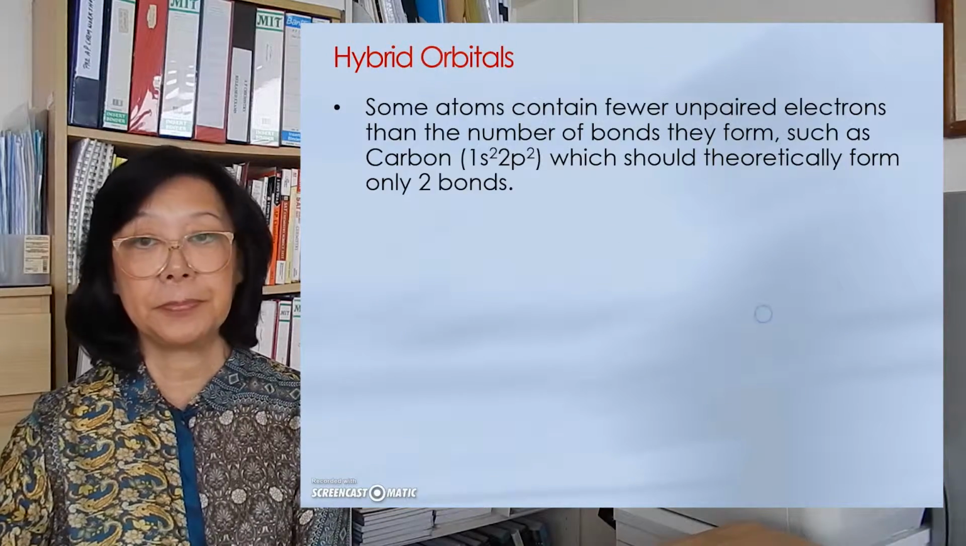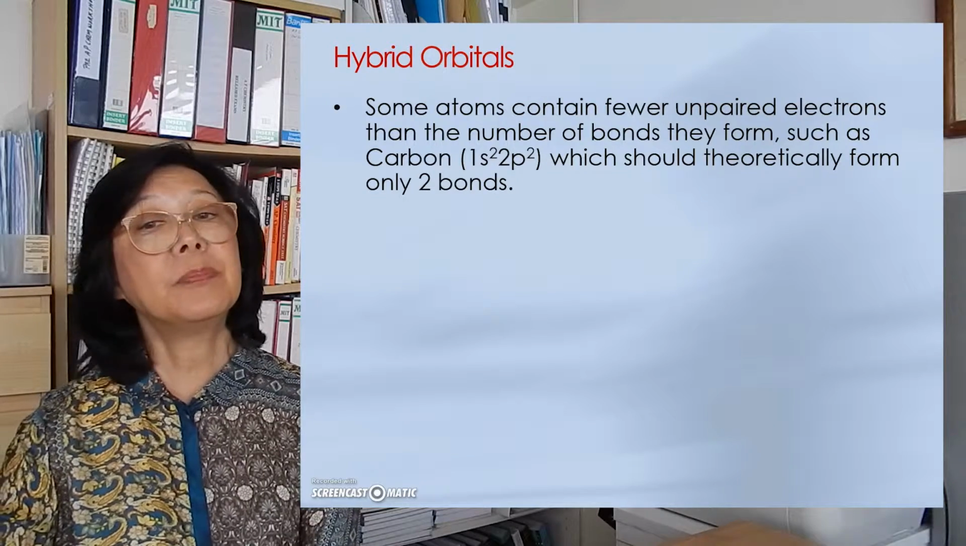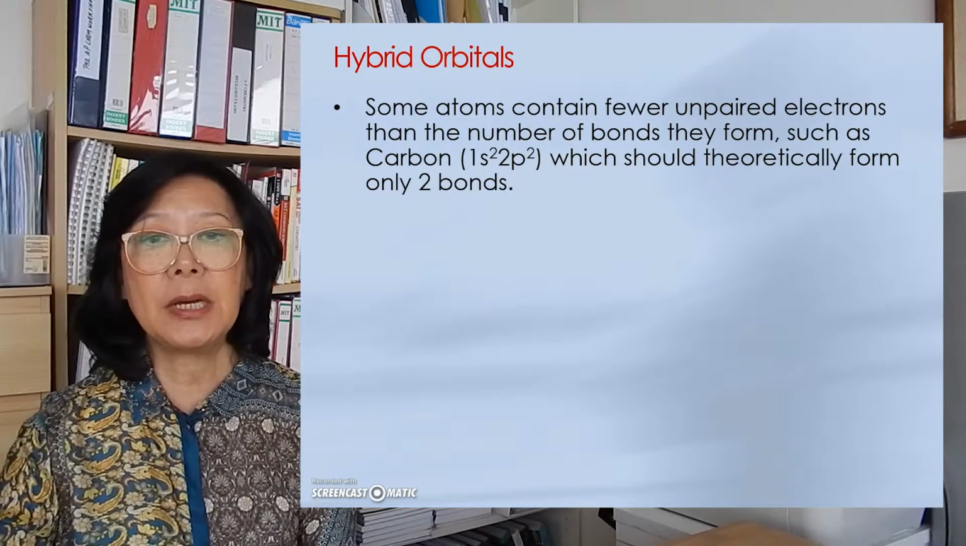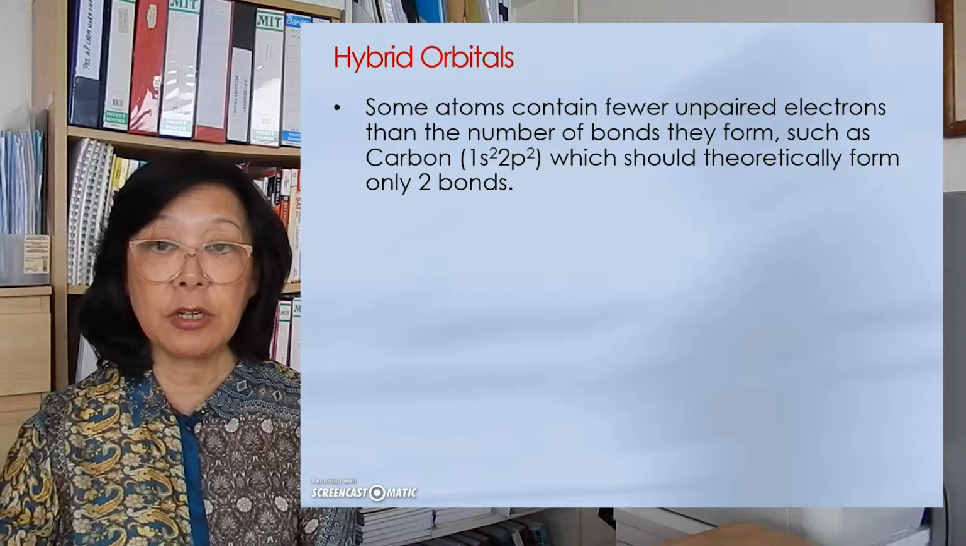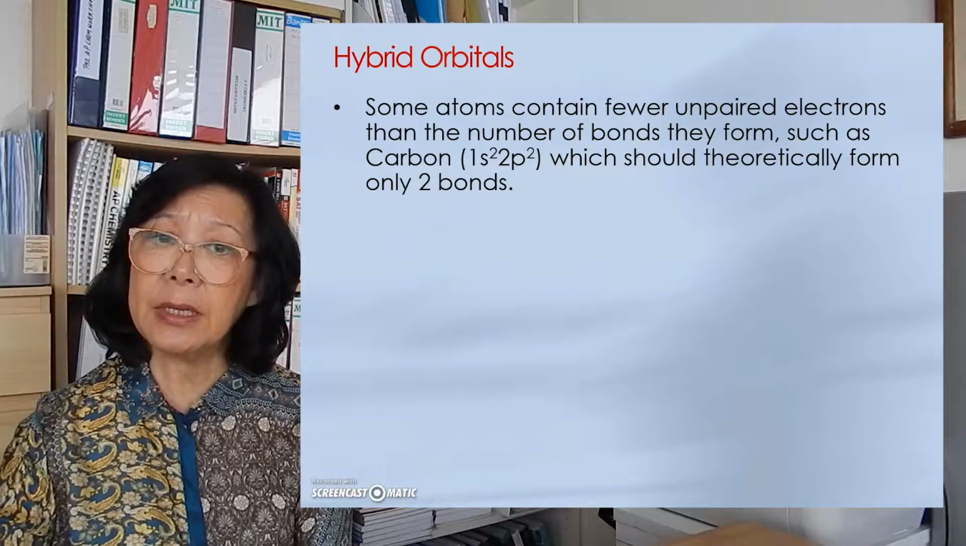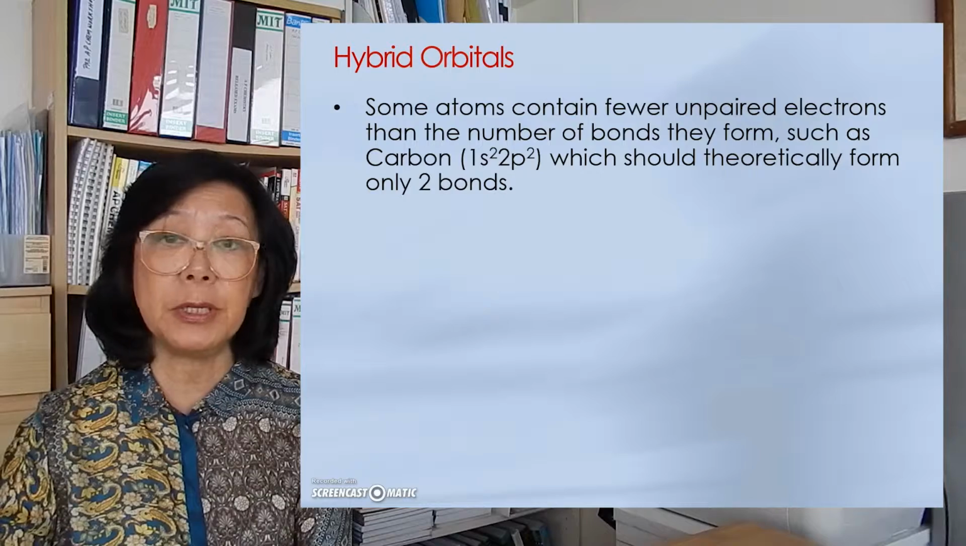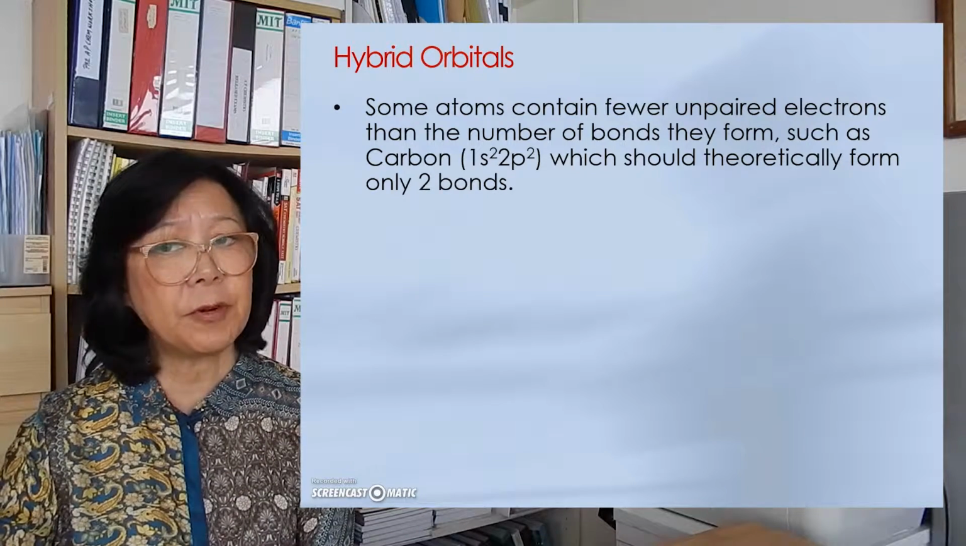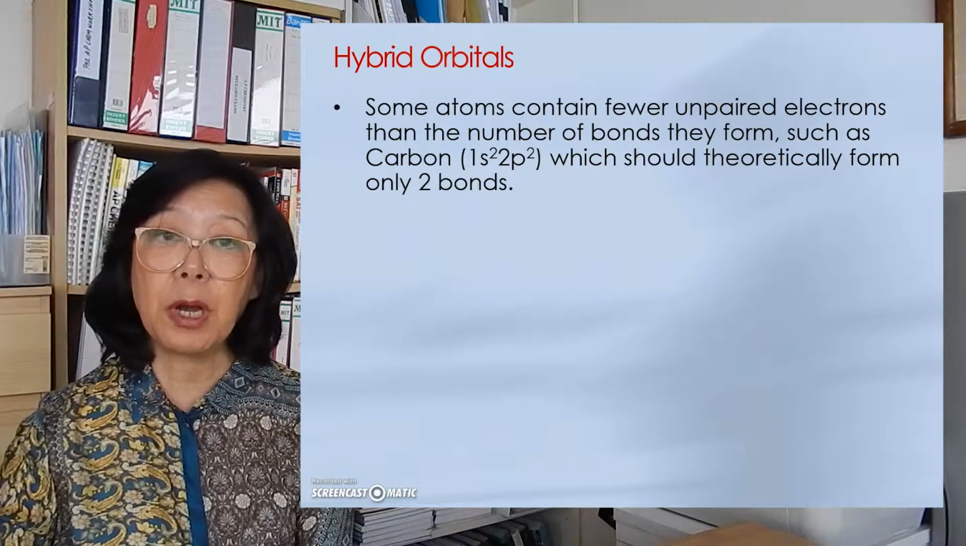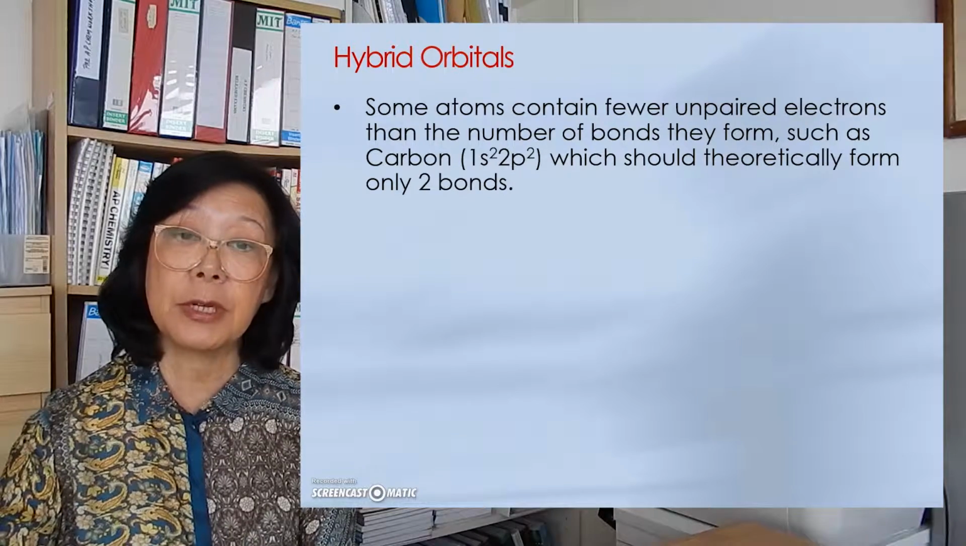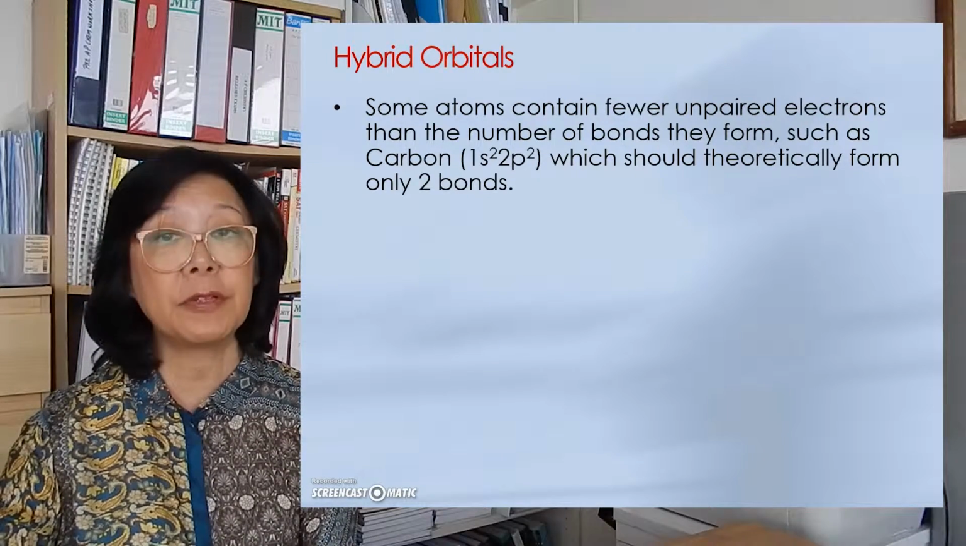Hybrid orbitals. Look at carbon. It has 1s2, 2p2 electron configuration. Theoretically, it can only form 2 bonds from the 2p orbitals, but how come it can form 4 bonds? So hybrid orbital is a theory proposed to account for the formation of the 4 bonds.